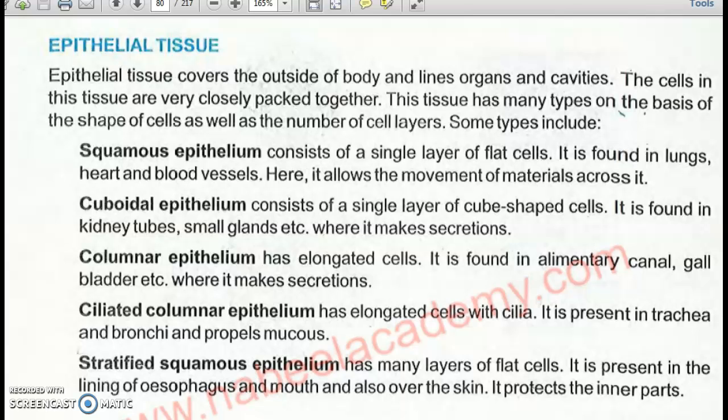Fifth type of the epithelial tissue is the stratified squamous epithelium. The cells here are also flat cells, but in the stratified squamous epithelium, the cells are arranged in many layers. It is present in the lining of the esophagus and mouth, and also covers the skin. It protects the inner part.